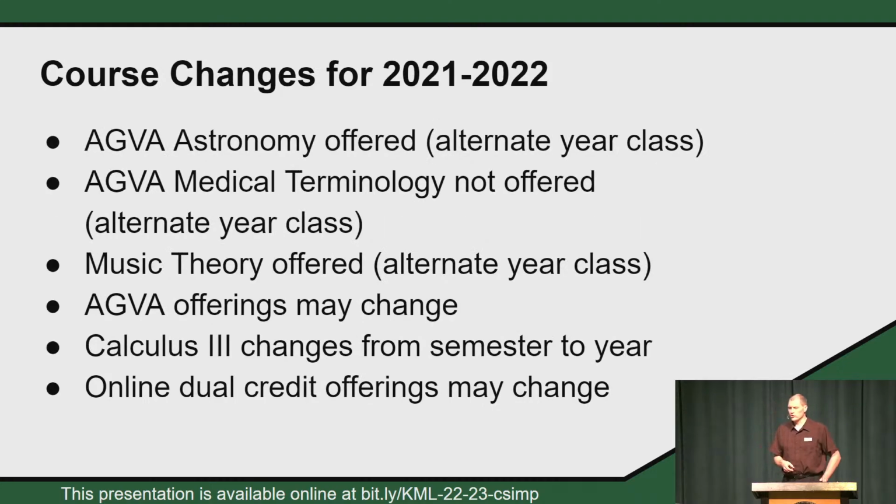Some course changes, if you guys have been with us from other years. AGVA is Amazing Grace Virtual Academy. They're one of our partners that provides some high school classes online. They will be offering astronomy this next year, which is a class that they offer every other year. They won't be offering medical terminology, which is another course that they offer every other year. We, in person, will be offering music theory next year. That's a course that we only offer every other year.